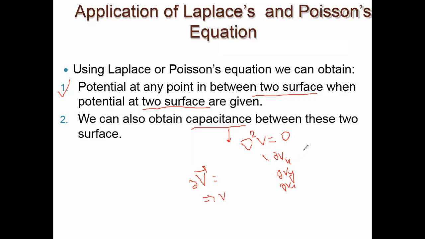And you know that there is a relation between C and V, that Q is equal to CV, so C is equal to Q upon V. Yes or no? So once you know the V between the two surfaces, then you can easily compute the value of capacitance between those two surfaces. You just have to divide the Q by the V which you have computed.